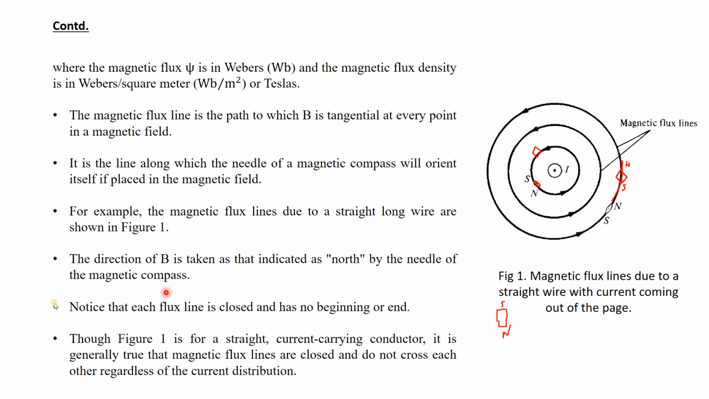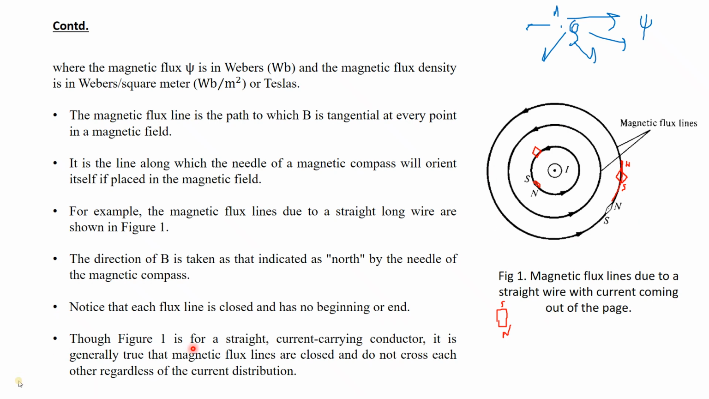So the direction of B is taken as that indicated by the needle of the magnetic compass. Notice that each flux line is closed and has no beginning or end. So it is a closed flux line. Why? Because we are having north pole and south pole. Whereas if you take the Gauss law, for example, charge Q, the fluxes are coming out. It is originating only. It is not converging. But in a magnetic field, fluxes always converge because they start from north pole and end at south pole.